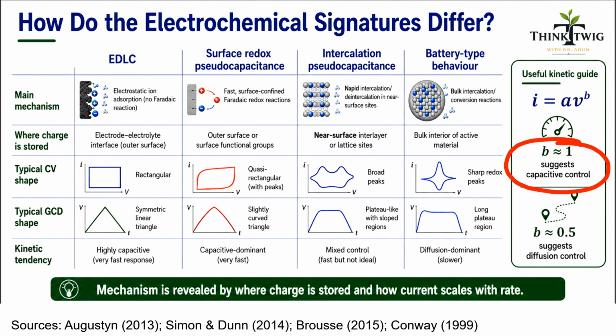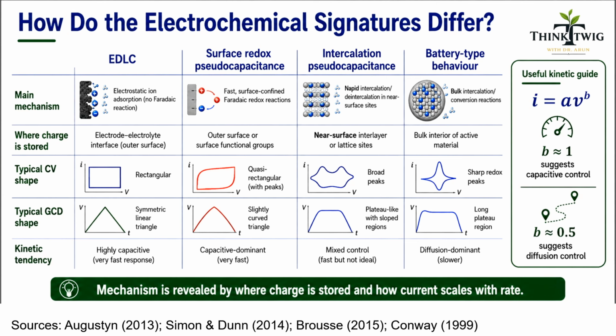A value approaching 1 suggests behavior dominated more strongly by capacitive processes, and a value approaching 0.5 suggests a stronger diffusion controlled contribution. Notice the wording. This is a kinetic guide. We should not take one number and ignore the rest of the electrochemistry.